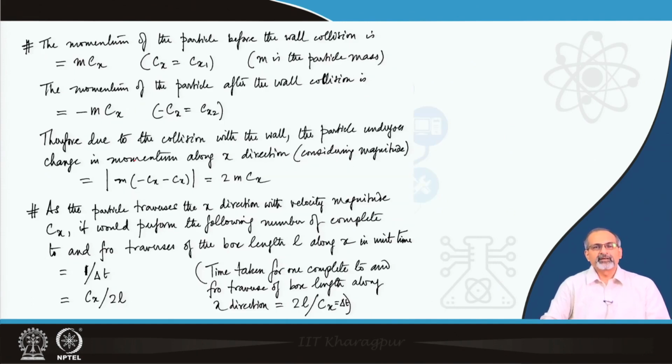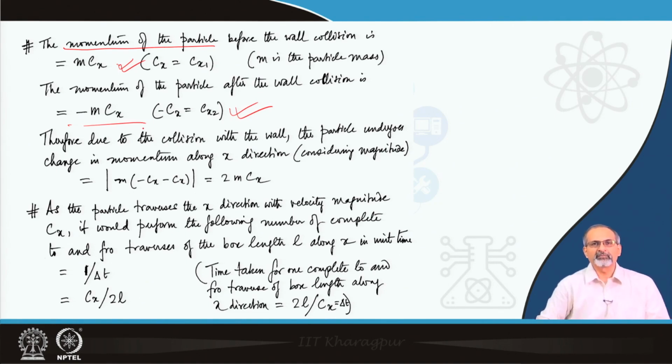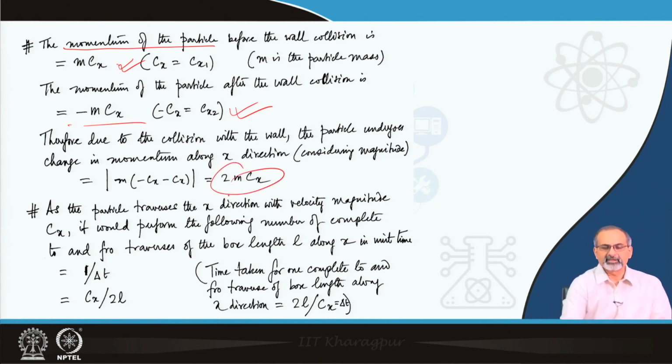Now, as such reflections from the wall happen due to collision of the particle with the wall, there is a momentum change which would occur. So, if you look at the momentum of the particle which was approaching the wall with Cx velocity, this would be the momentum before the collision, while after collision, once it rebounds specularly, the momentum of the particle is given by this equation, and therefore, there is a change in momentum along the x direction, which was given by this equation.